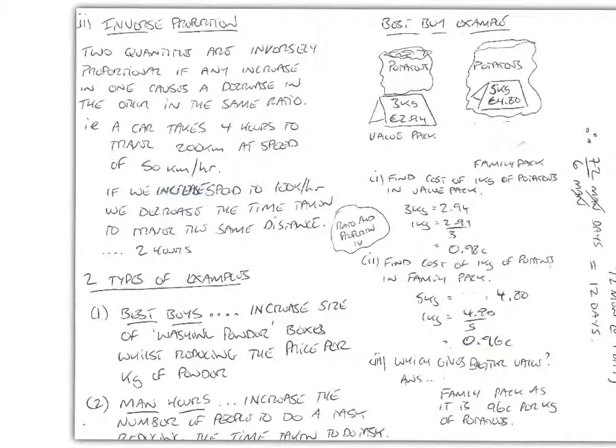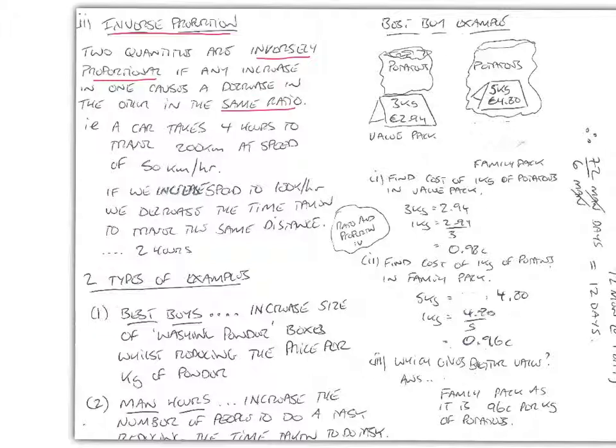So we've looked at direct proportion, where if the increase in one variable resulted in an increase in the other variable in the same ratio, then they were directly proportional. Now we'll look at inverse proportion, okay? And two quantities, or two variables basically, are inversely proportional if an increase in one causes a decrease in the other in the same ratio.